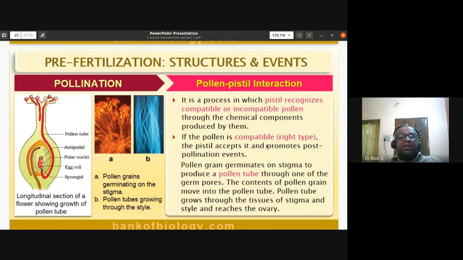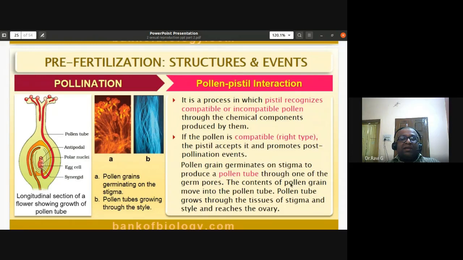If the pollen grain is compatible, that is the same species pollen grain, the right type of pollen grain, the pistil accepts it and it promotes the post pollination events. The post pollination events are: the pollen grain germinates to produce the pollen tube, the pollen tube grows in the style, enters the ovary, enters the ovule, and then deposits the pollen tube contents in the synergids. So this will happen if the pollen grain is compatible.